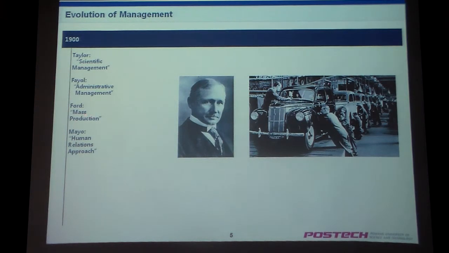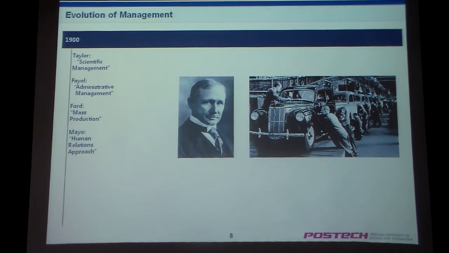And Ford, who is the inventor of the Ford automobile company, it's mass production. This is the very famous Ford mass production belt conveyor system. So he created the belt conveyor system for mass production. And Mayo has the human relations approach. So mostly it is how to manage the production scientifically.